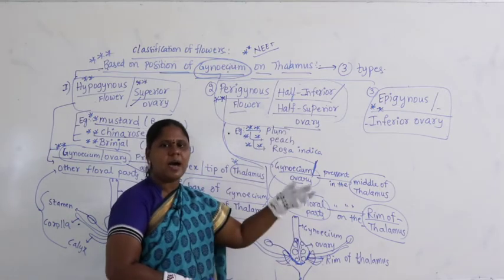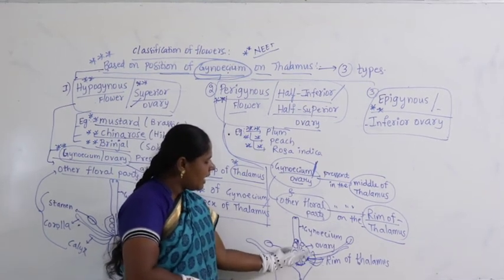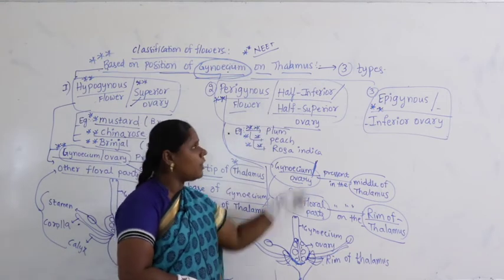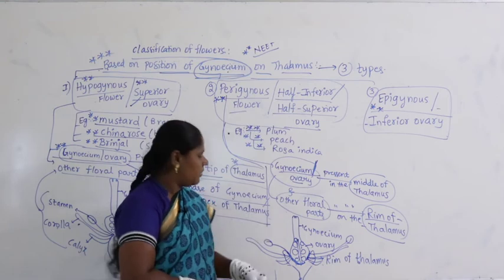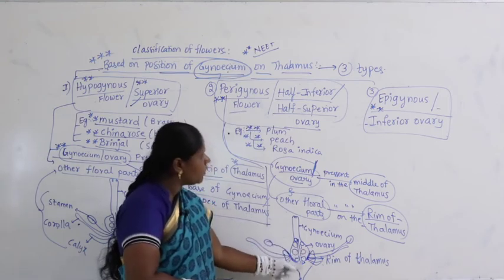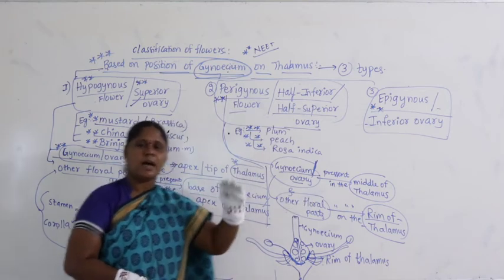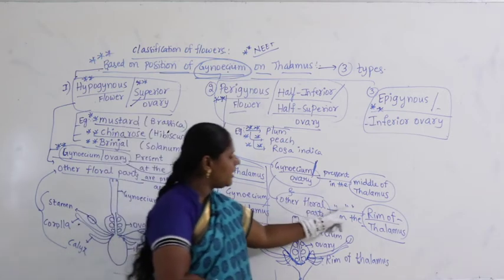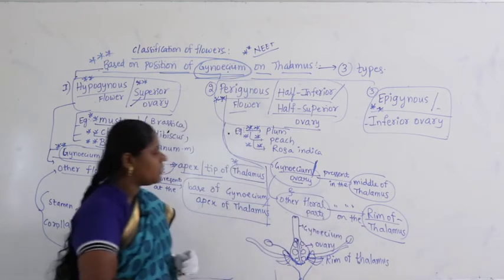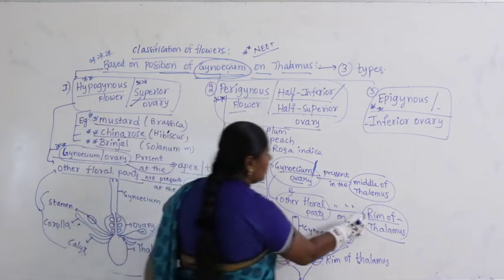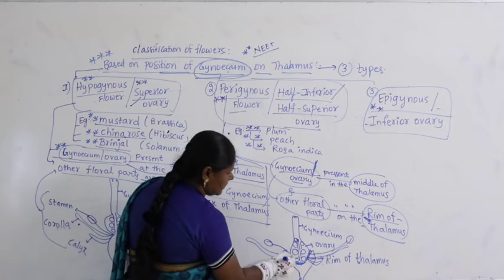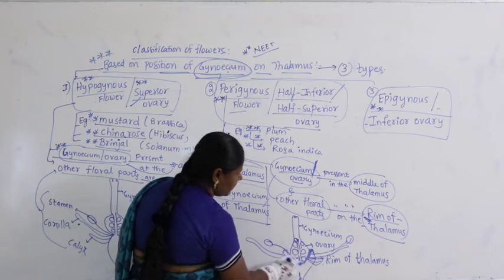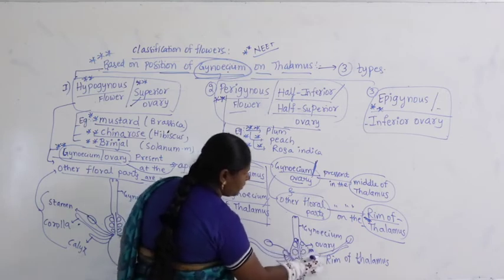Half superior, half got inserted into the thalamus, half is inside, half is outside. So, either you can call it half inferior ovary or half superior ovary, because half is upper side, half is downside. Then what about other floral parts? Other floral parts are present on the rim of the thalamus. What is the meaning of the rim here? Rim is nothing but this surface, rim of the thalamus. Rim means surface.